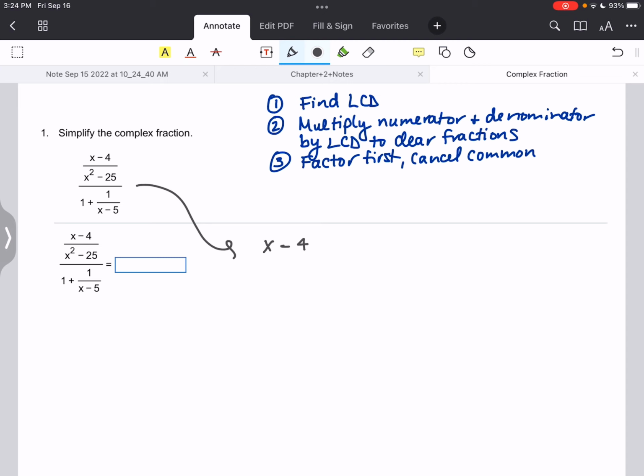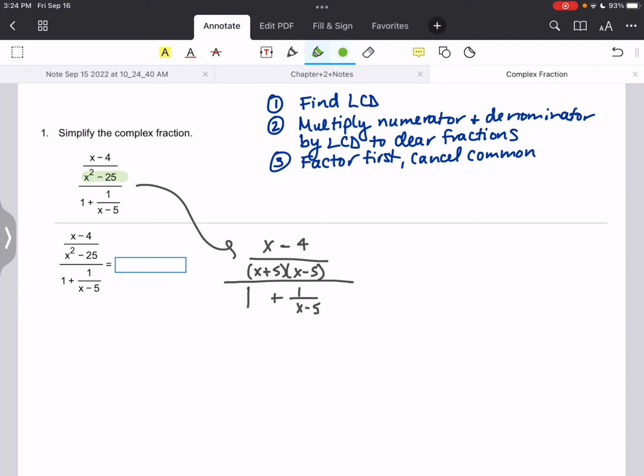I have x minus 4, and then I'm going to rewrite x squared minus 25. I'm going to factor that as x plus 5 times x minus 5, difference of two squares. I'll draw my big fraction bar, and then I'll write the 1 plus 1 over x minus 5 down here.